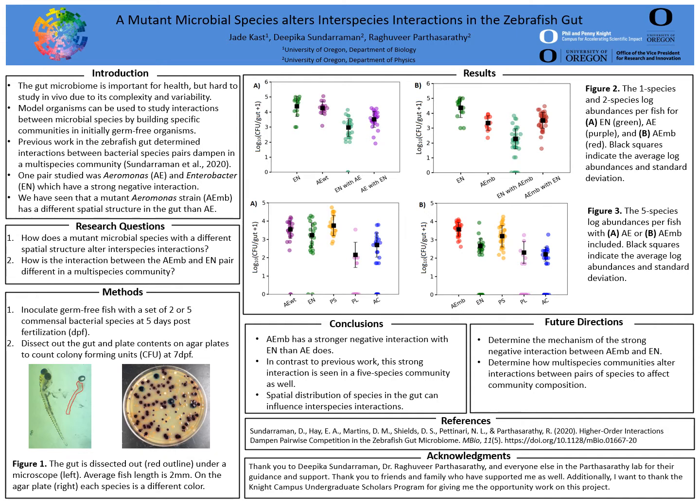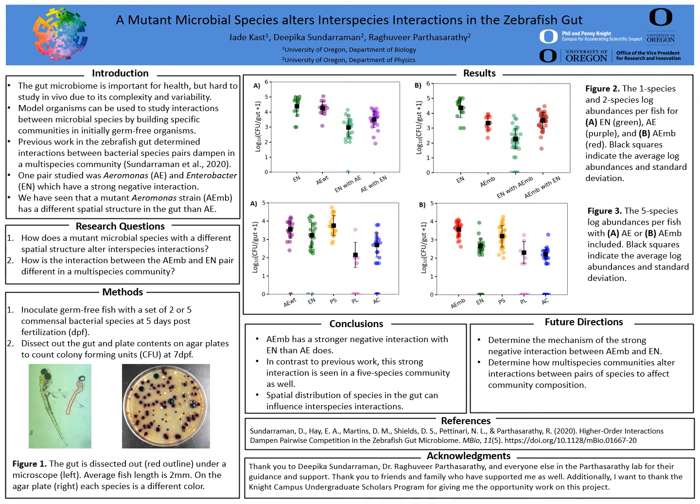I studied the interaction between Aeromonas mucus blind and Enterobacter as a pair and in a 5-species community to see how the interactions differ in these situations. To study these interactions, I used germ-free larval zebrafish, then inoculate a set of 2 or 5 bacterial species into the fish's flask water at 5 days post-fertilization.